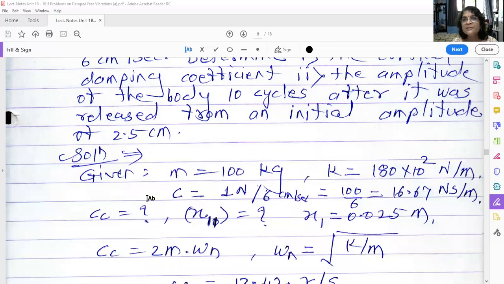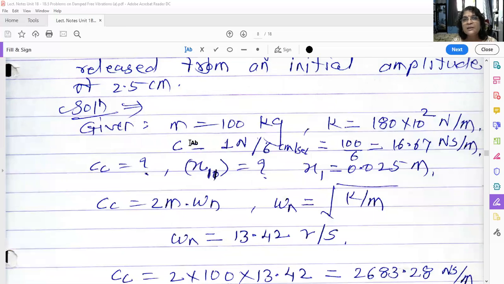What does it mean? That means they have given C. What is C? Damping coefficient. What is the definition of C? C is equal to force per unit velocity, F upon x dot. What is F? Is given 1 Newton. What is the velocity given? 6 centimeter per second. So this is nothing but C, force per unit velocity. So force upon velocity will give you damping coefficient.